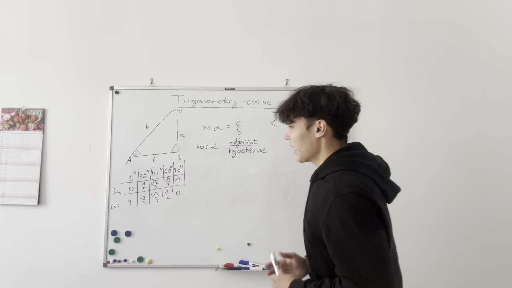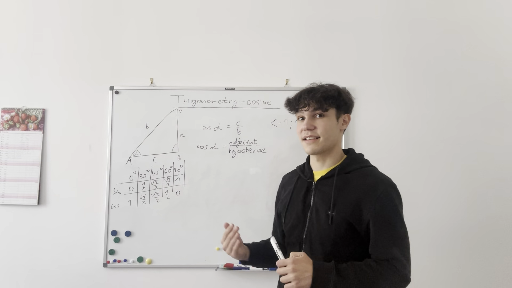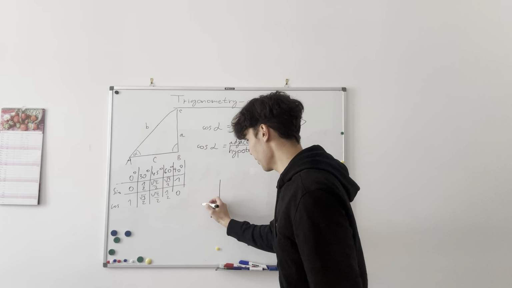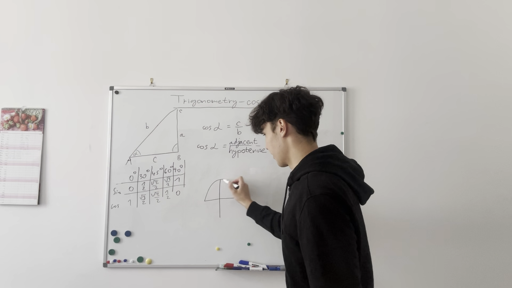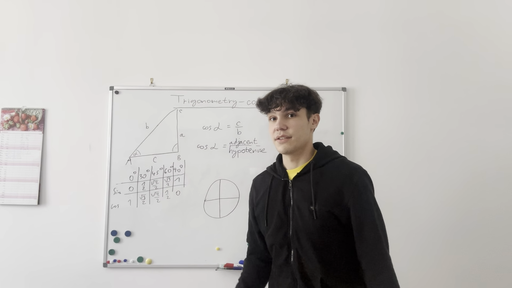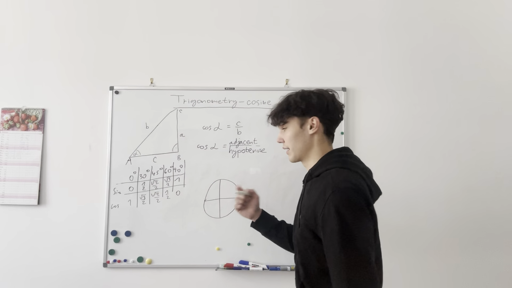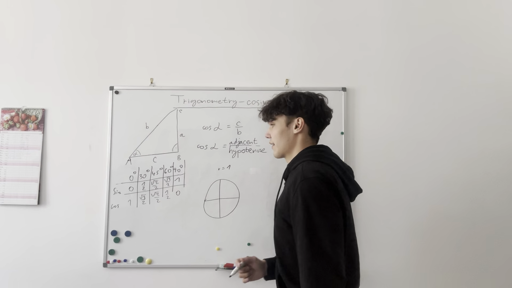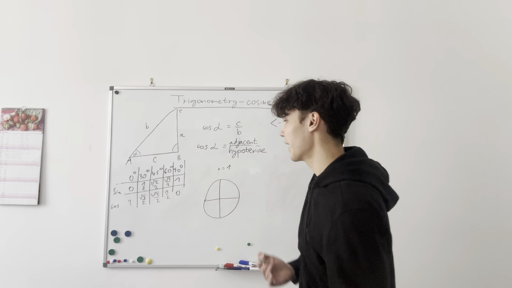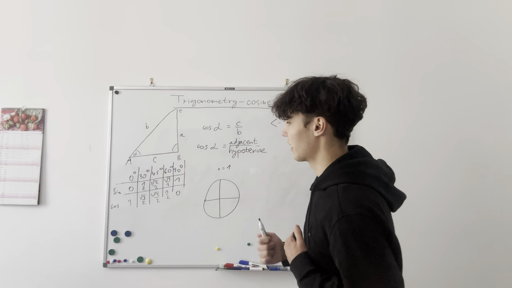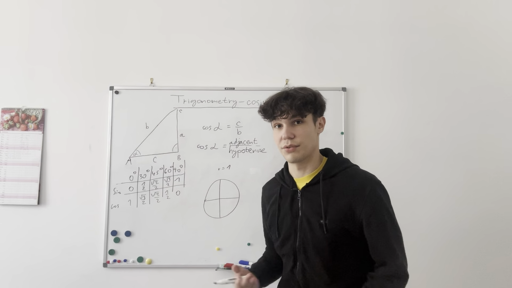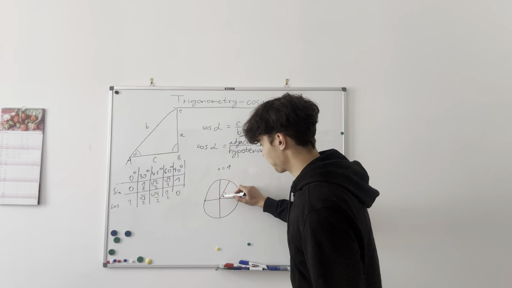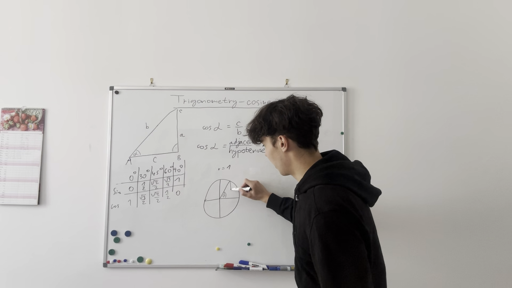The way we found these values is exactly the same as for sine. We have a circle called the unit circle, which is basically a circle with a radius equal to 1. We take an angle. Let's say I would like to know the cosine of 60 degrees. 60 degrees is going to look something like this, and we're going to draw a triangle.